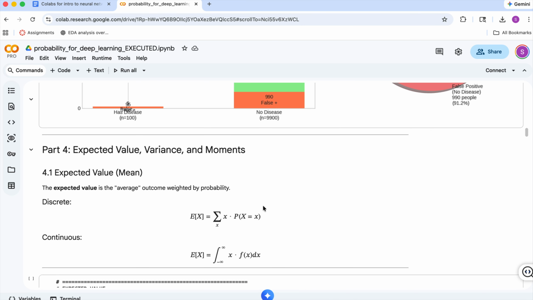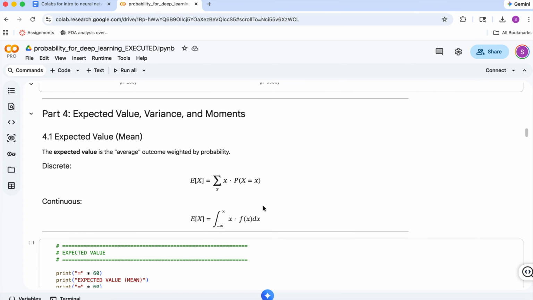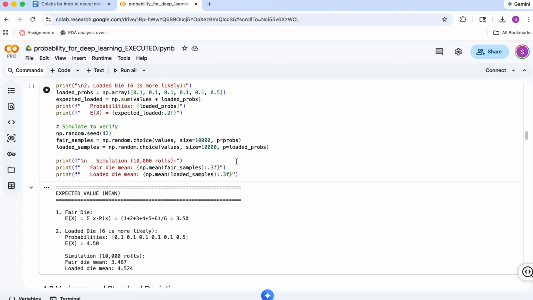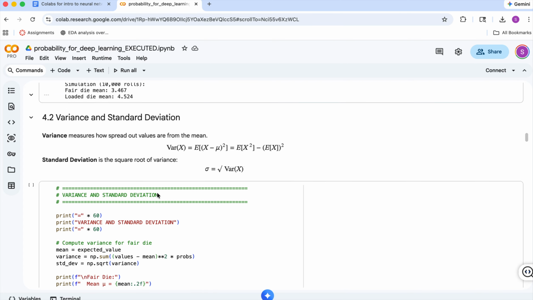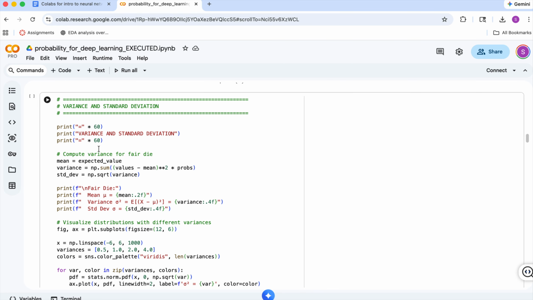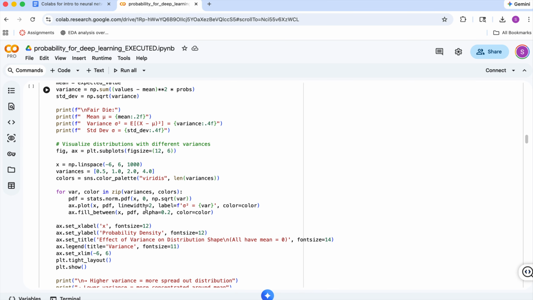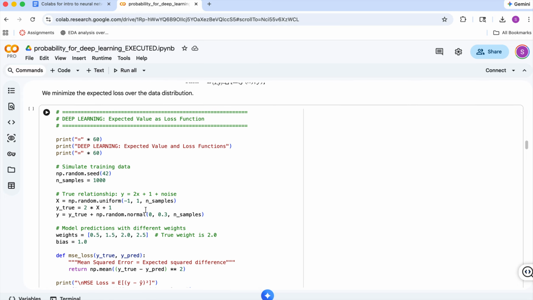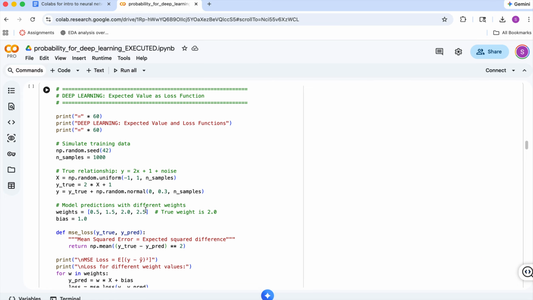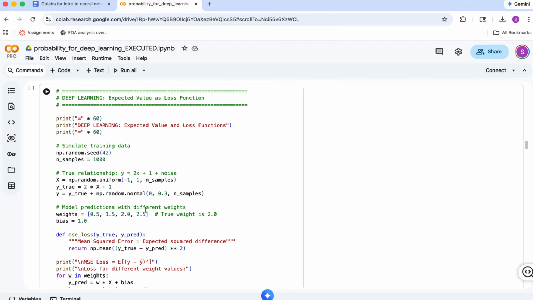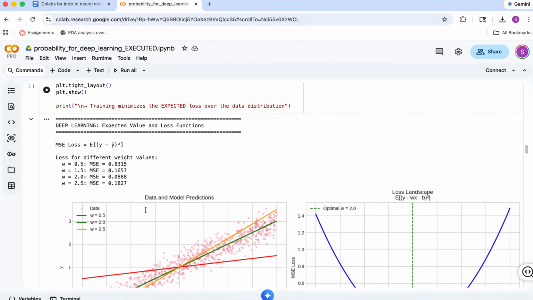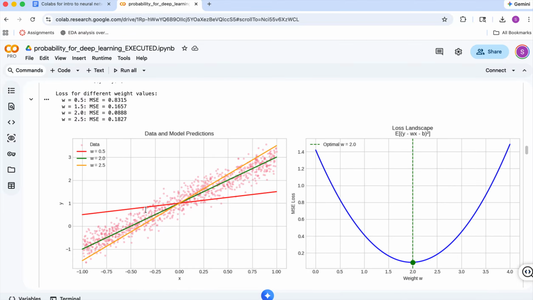Next, this cell computes the expected value of a fair die using the formula E of X equals the sum of each value times its probability. In the next cell, I compute the variance and standard deviation of the die roll using the formula that averages the squared deviation from the mean. In the next cell, this cell connects the variance to deep learning by showing that the mean squared error loss is exactly the expected squared deviation between predictions and the true labels.